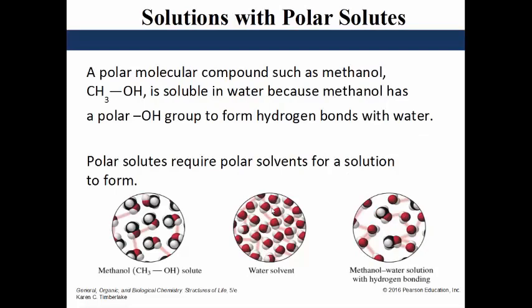All right, now we'll talk about solutions that have polar solutes. A polar molecular compound, such as methanol, which is really just a carbon surrounded by 3 hydrogen atoms, and that's joined to a hydroxide group, or OH, is soluble in water because methanol has a polar OH group that will help form a hydrogen bond with water. Polar solutes require a polar solvent in order to form a solution. So here's how this would look. Methanol solute, and then you have the water solvent. So when you add these two together, you get the methanol water solution due to the hydrogen bonding.